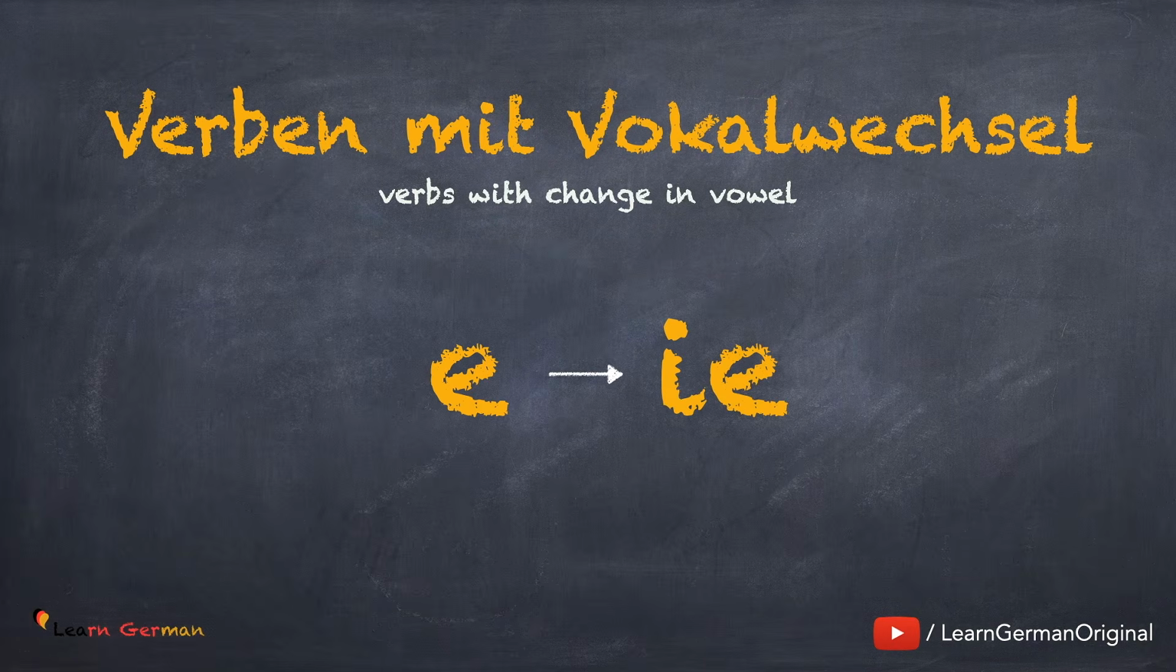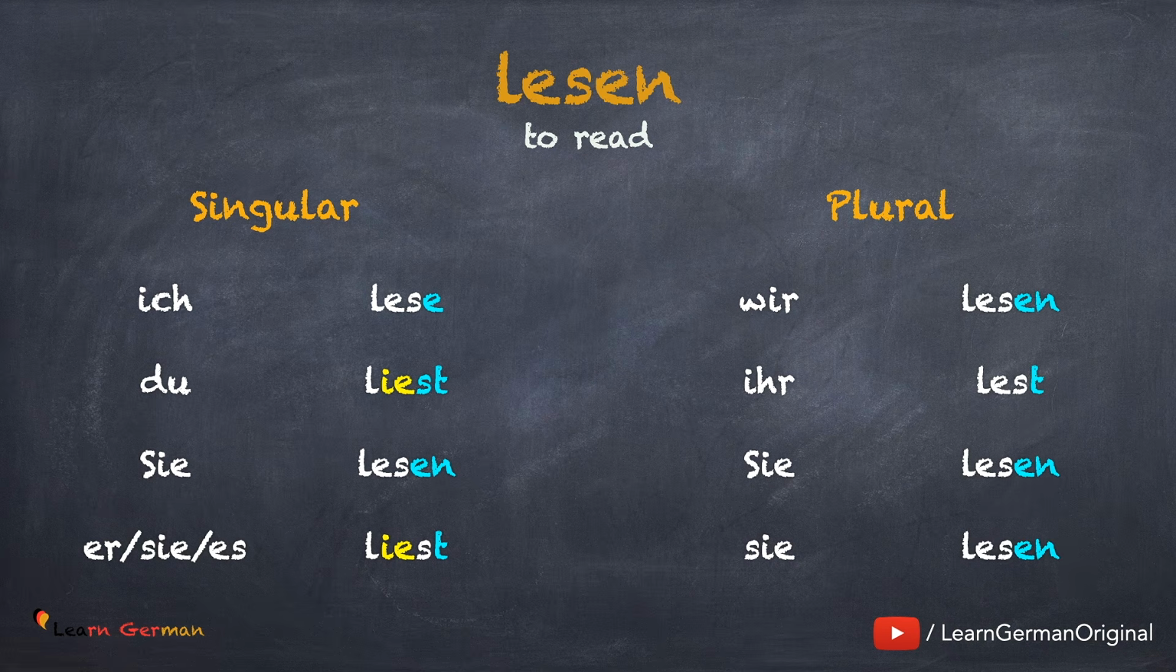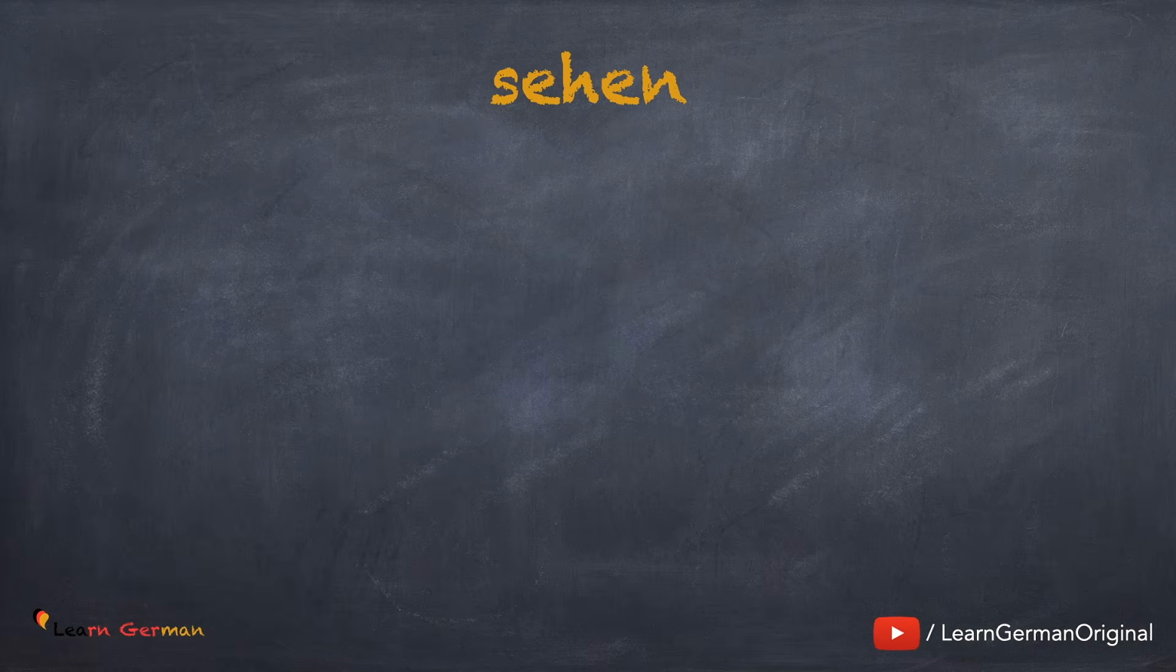Verben mit Vokalwechsel E in IE. The first verb is lesen. Ich lese. Du liest. Sie lesen. Er, sie, es liest. Wir lesen. Ihr lest. Sie lesen. The next verb is sehen.